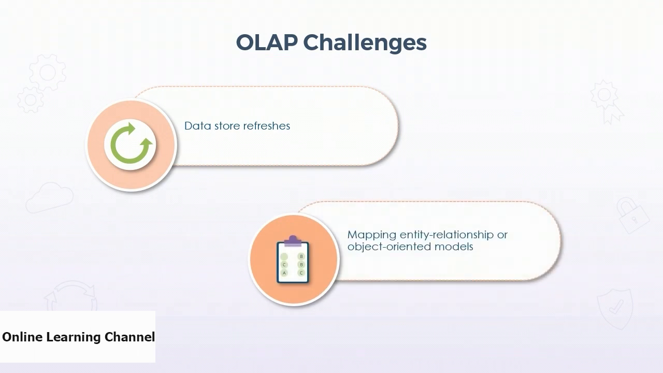Another challenge is mapping entity relationship or object-oriented models. Normal relational tables are found in OLAP systems, but OLAP data models tend to be more multidimensional. This makes it hard, or sometimes even nearly impossible, to directly map to entity relationship or object-oriented models, where each attribute is mapped to one column. Instead, these OLAP systems typically use a star or snowflake schema in place of traditional normalization.